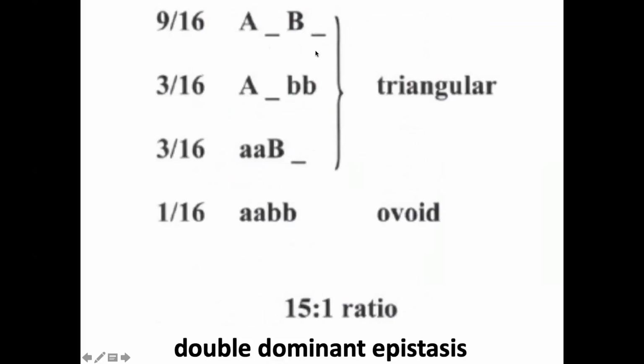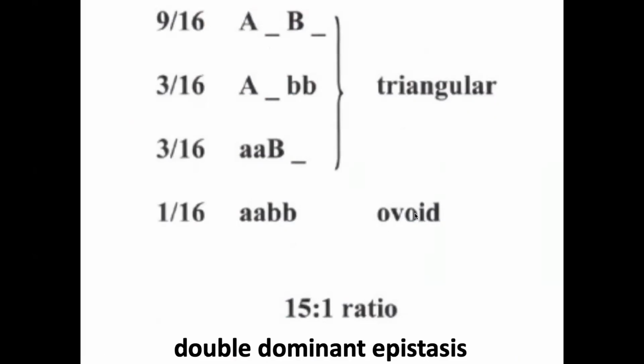So to produce a 15 to 1, you have to group all 3 of these phenotypic classes together, and all 8 of those genotypes within those 3 phenotypic classes. And you propose a model in which all 8 of those genotypes produce the same phenotype. It's only when you're homozygous recessive for both A and B that you get the alternative phenotype, ovoid.